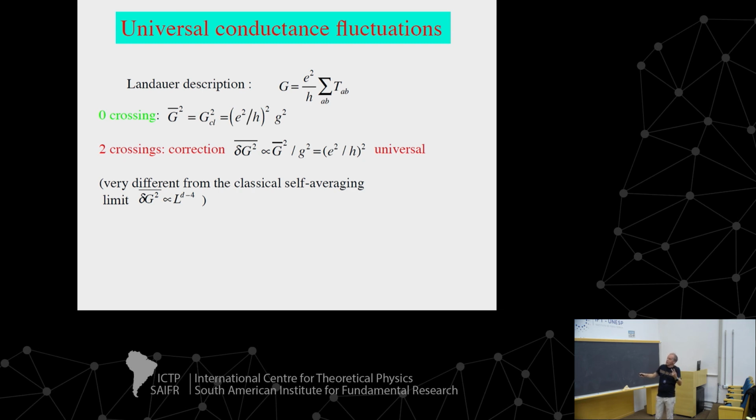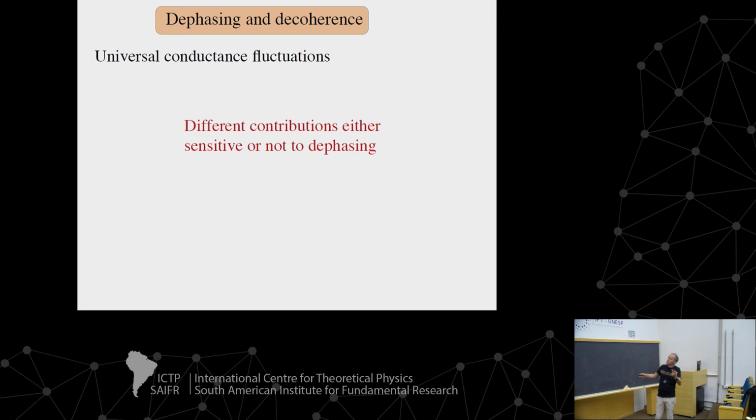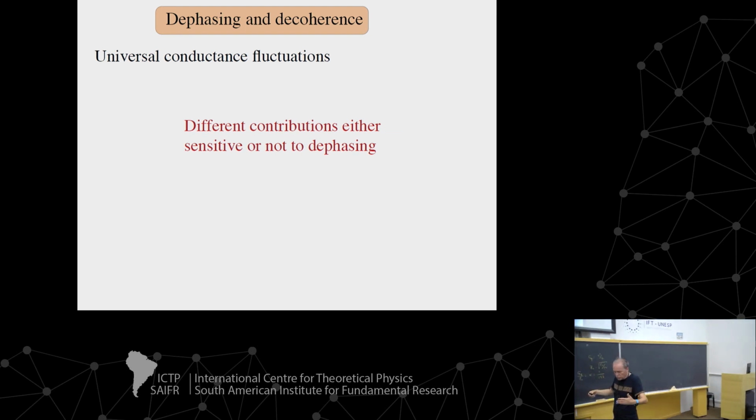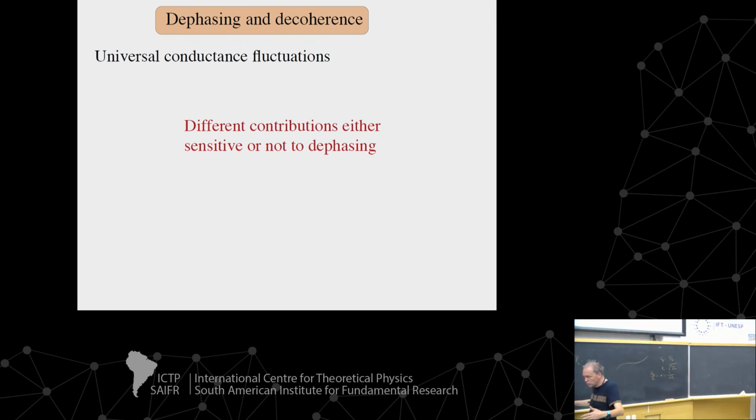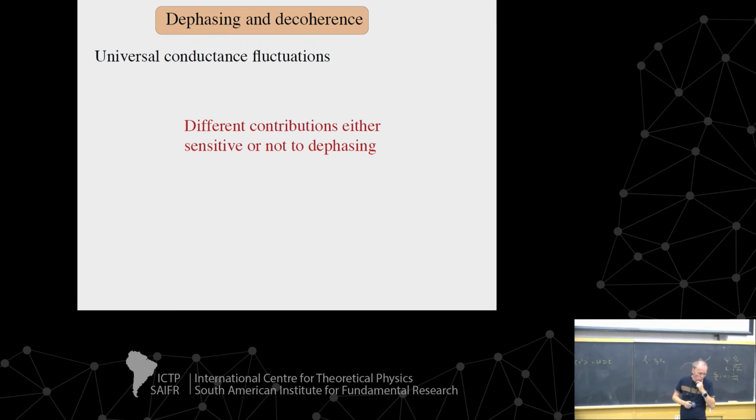And here, this is not universal. And this is what I told you yesterday, that the conductance fluctuations are universal. They do not decrease with the size because of those quantum crossings.